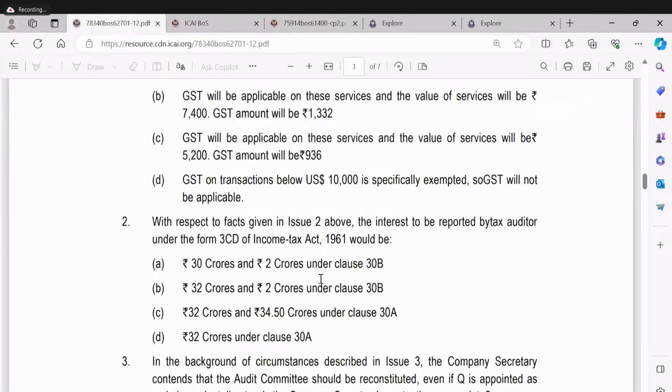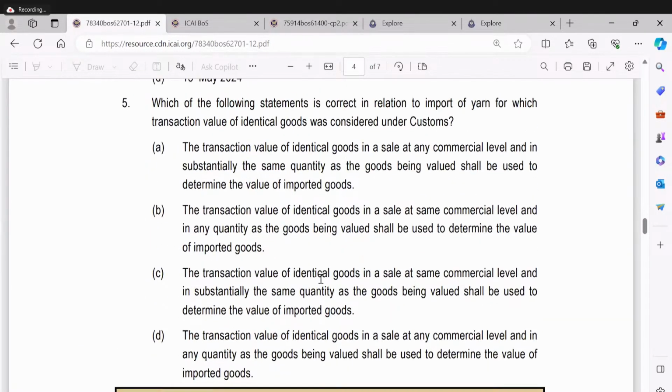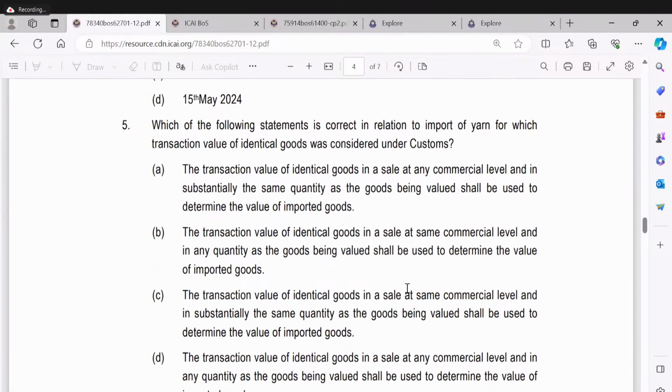It is MCQ number 5. So let us read the MCQ. In the meantime, all of you, please give me the correct answer. I will wait for your answers. Which of the following statements is correct in relation to import of yarn for which transaction value of identical goods was considered under customs? Now we have understood the concept of transaction value and when the transaction value for identical goods can be accepted or considered and when adjustments have to be made.